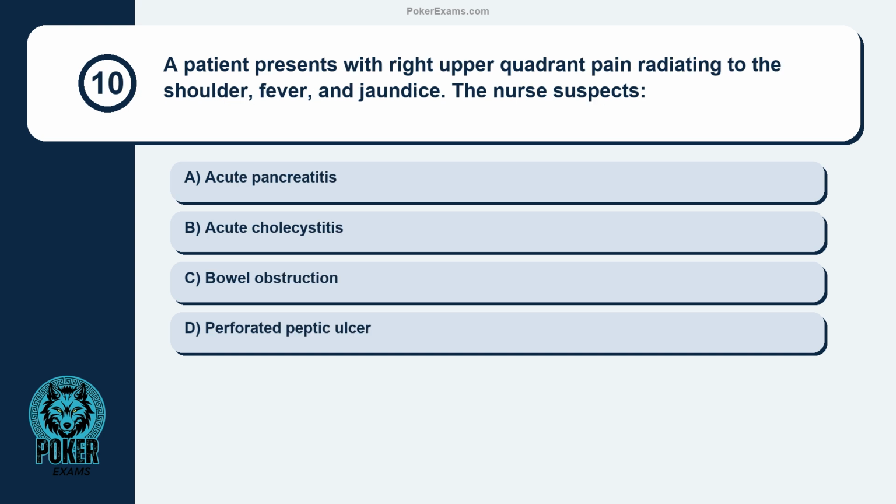Question 10. A patient presents with right upper quadrant pain radiating to the shoulder, fever, and jaundice. The nurse suspects acute pancreatitis, acute cholecystitis, bowel obstruction, perforated peptic ulcer.